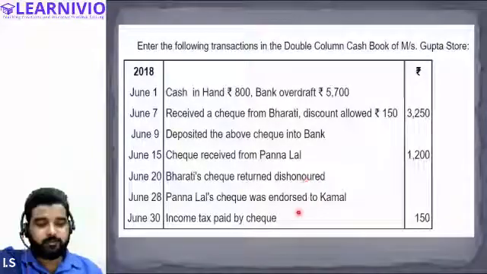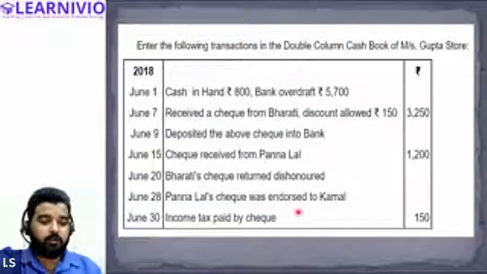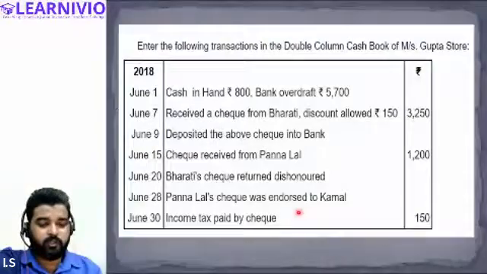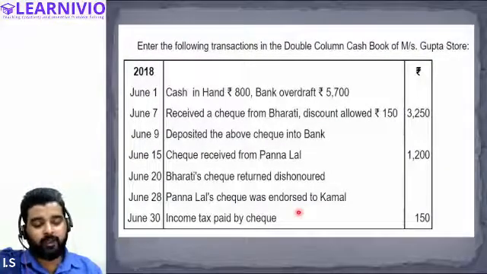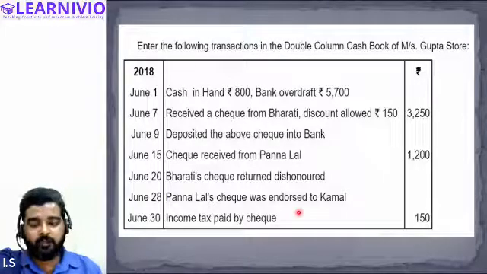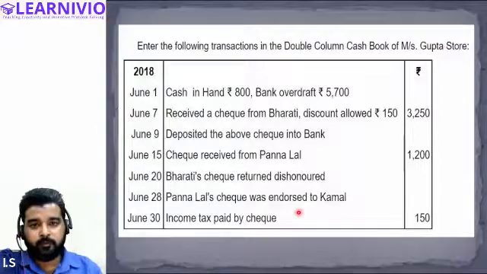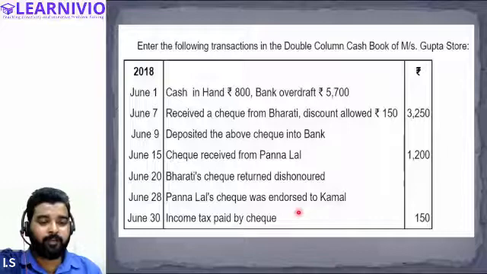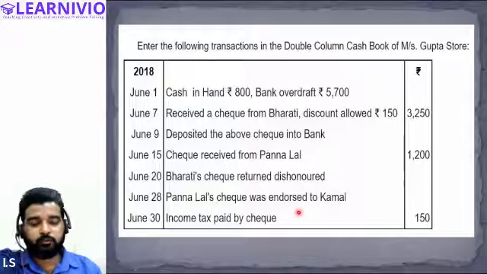And sir, what does endorsed to Kamal mean? Endorsed basically means that, suppose you have given me a check, right? So I have a right to receive the payment against the check by presenting it to the bank. But suppose there is some person from whom I have bought some goods, and instead of paying him cash, I just forwarded your check to that person. This is called endorsing the check.